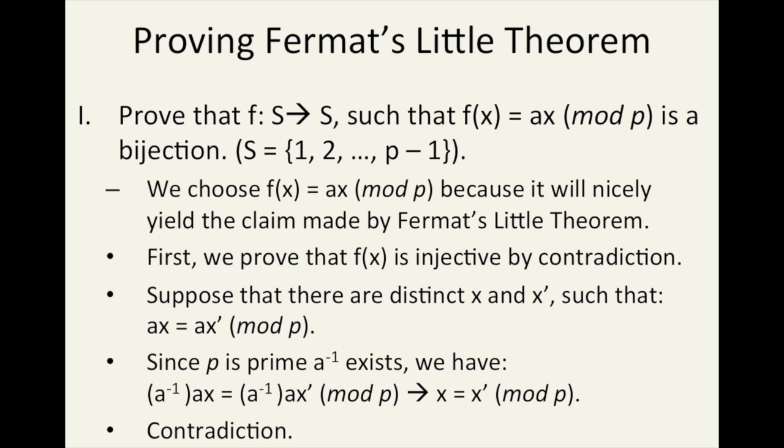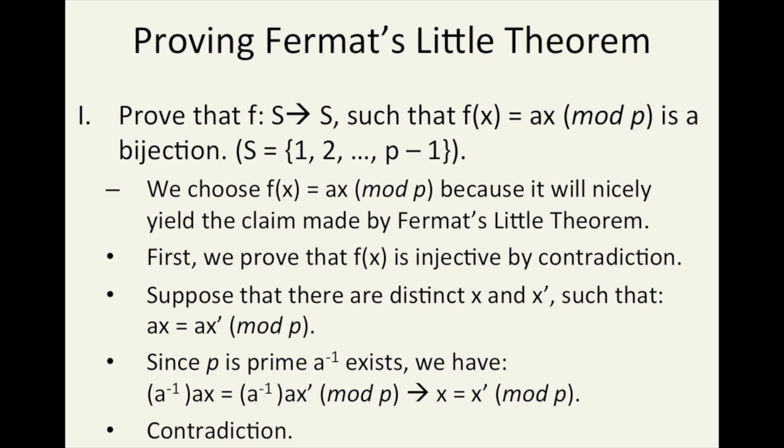The first thing that we're going to do is prove that a certain specific function is actually a bijection. We're going to use the function f of x equals ax in the world of mod p. This was a question asked in the lecture: why specifically do we choose f of x equals ax mod p? We really only choose it because it's very easy to manipulate to get into the actual conclusion of Fermat's Little Theorem. So we're going to prove that f of x equals ax mod p is a bijection.